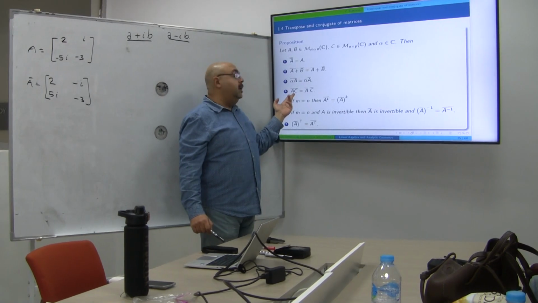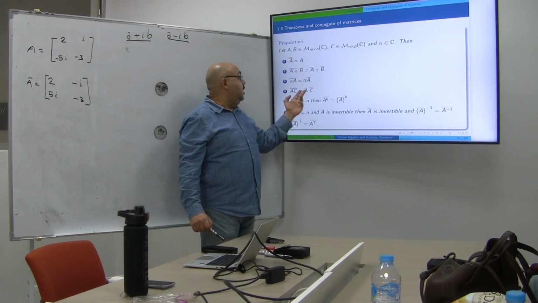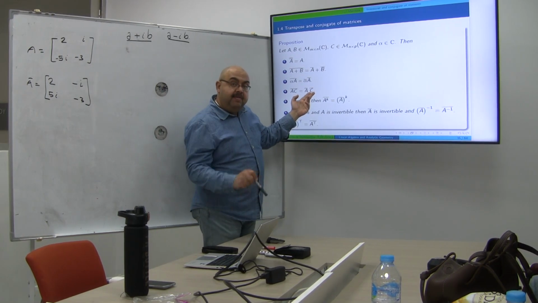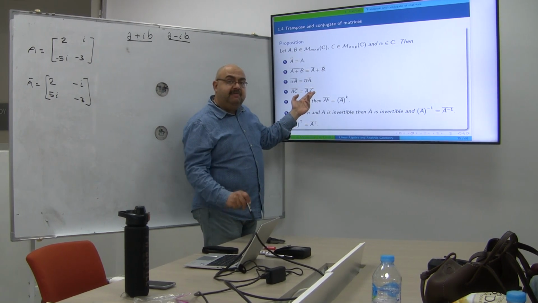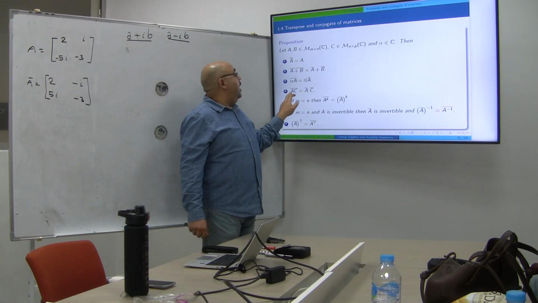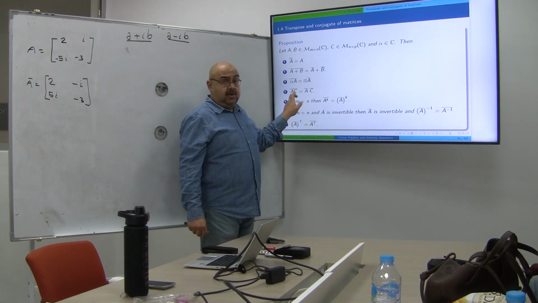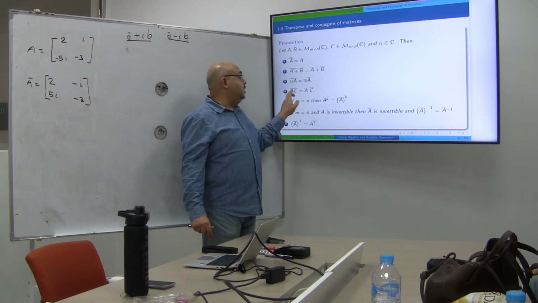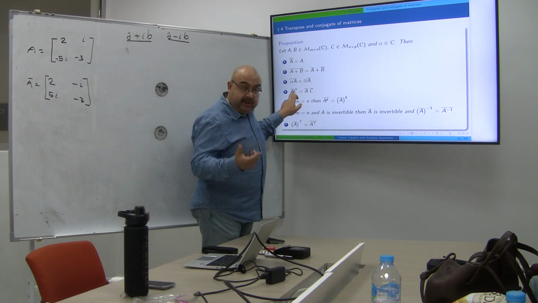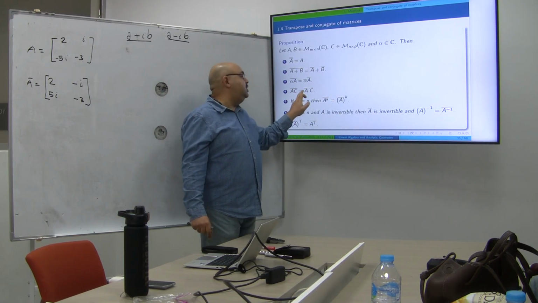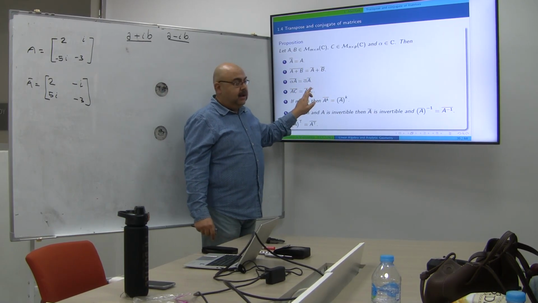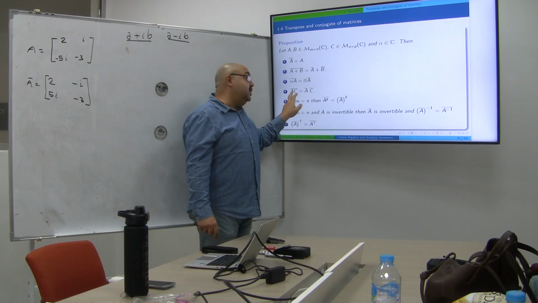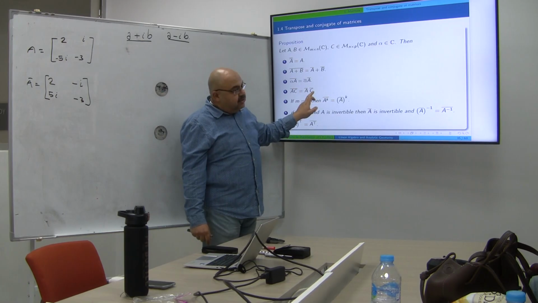If I have A times C conjugate, it's going to equal A conjugate times C conjugate. Remember, this property is really very important. Because if you have A times C inverse, for example, it will equal C to the power of negative 1 times A to the power of negative 1. If I have A times C and I take the transpose, it's going to be C transpose times A transpose.